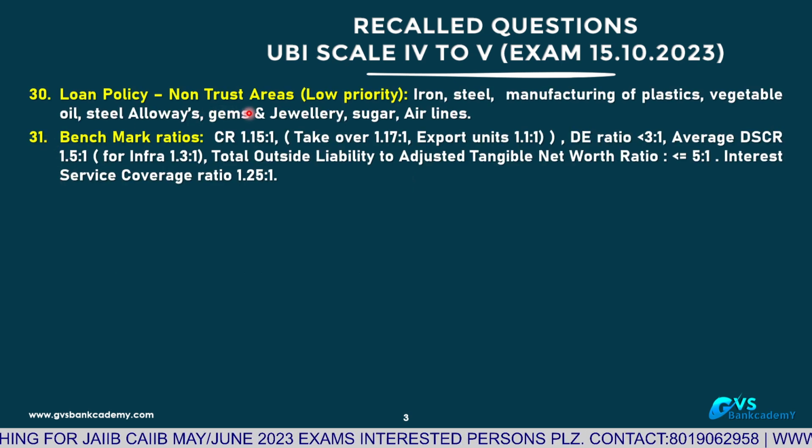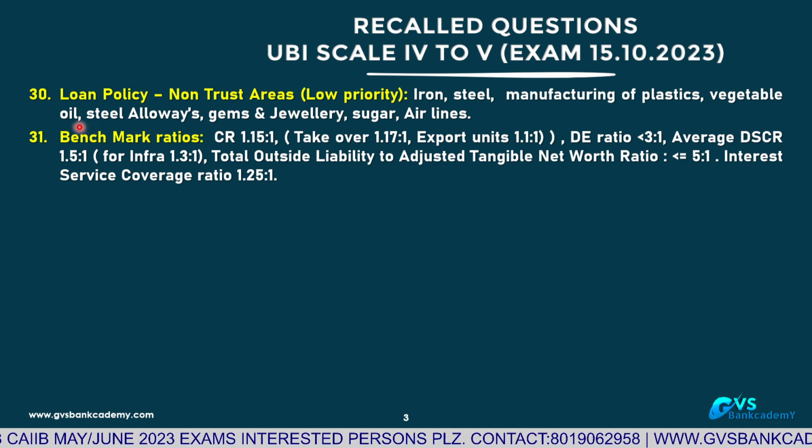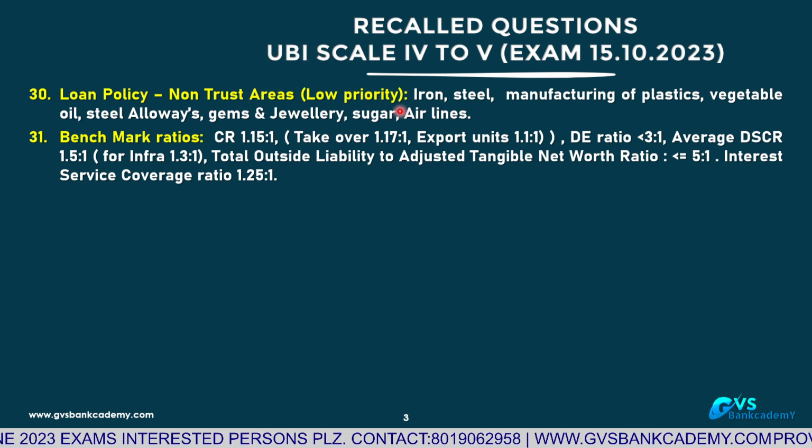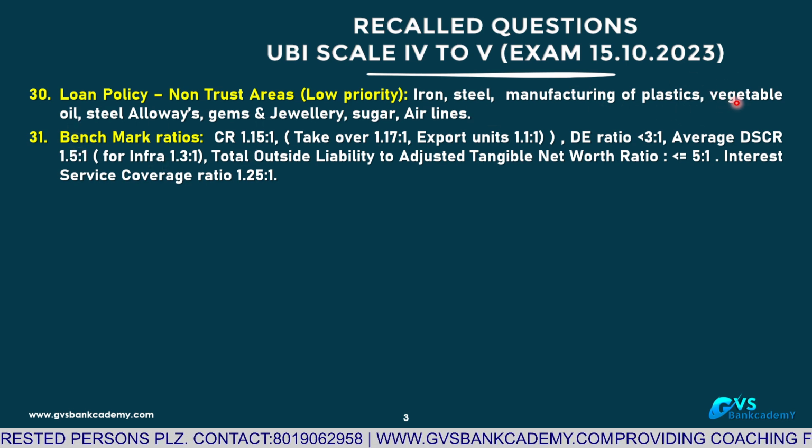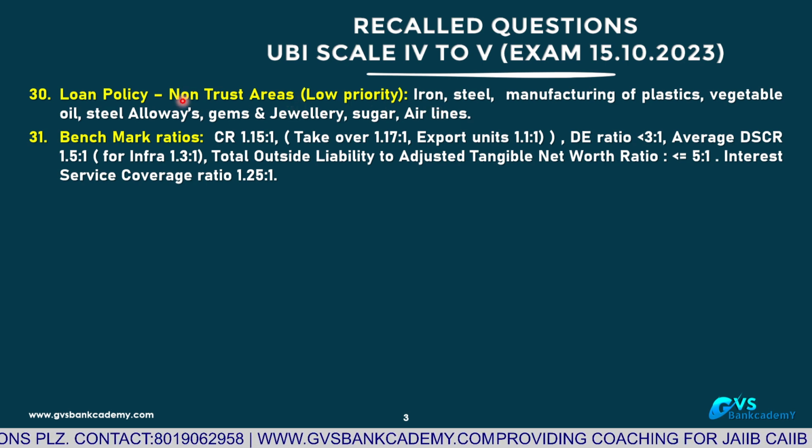Loan policy, non-thrust areas, low priority. Non-thrust means low priority: iron, steel, manufacturing of plastics, vegetable oil, steel alloys, gems and jewelry, sugar and so on. This is the Union Bank of India specific question. Normally, more or less, gems and jewelry is low priority for all banks. Vegetable oil also is a non-thrust area for all. The remaining you have to see bank-wise. These questions are based on recall, so some mistakes may also be there. That's why you have to check.